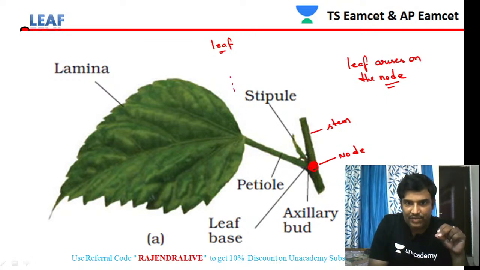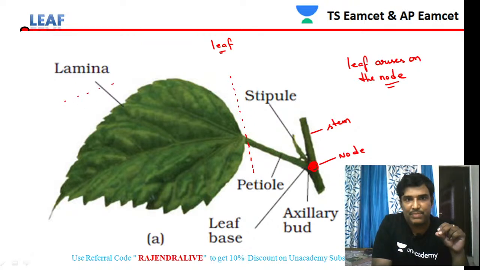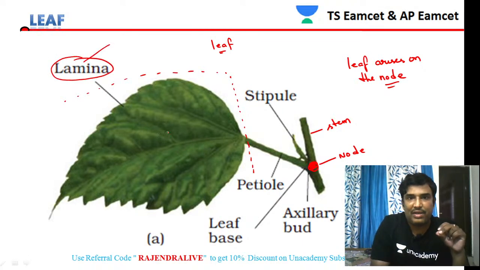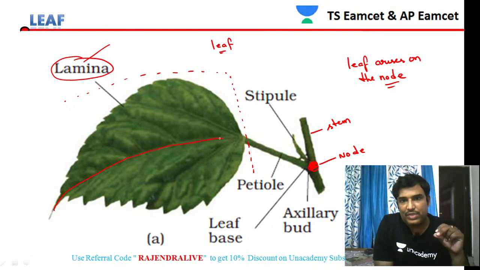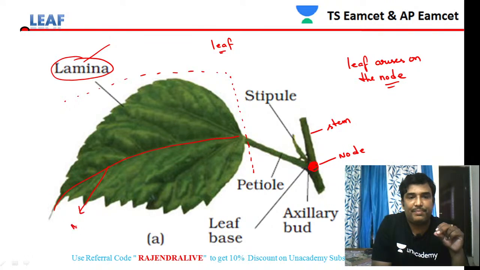This part of the leaf, from here to here, this part of the whole leaf is called a lamina. This lamina has this one. This part is called a midrib.